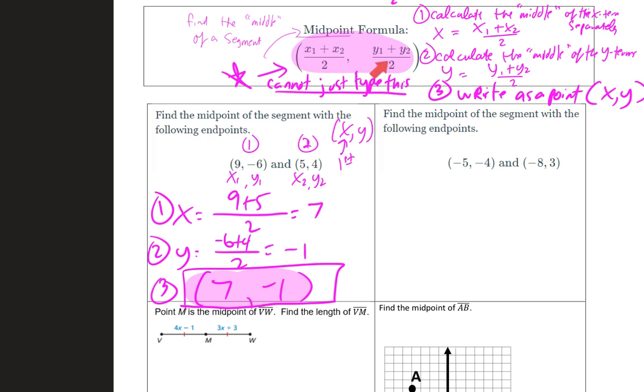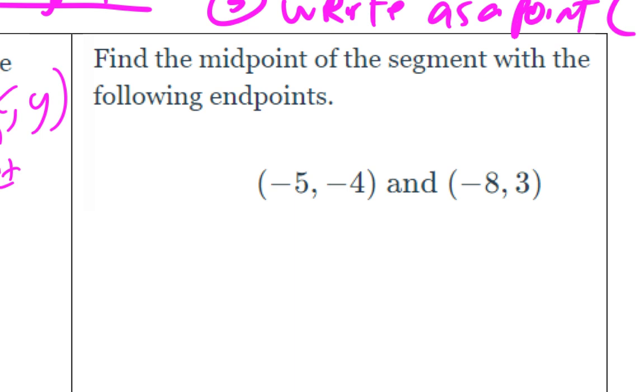So a common mistake is to try to type that whole thing into Desmos or Delta Math, and you can't do it like that. All right, so keeping that in mind, see if you can get this next one on your own.